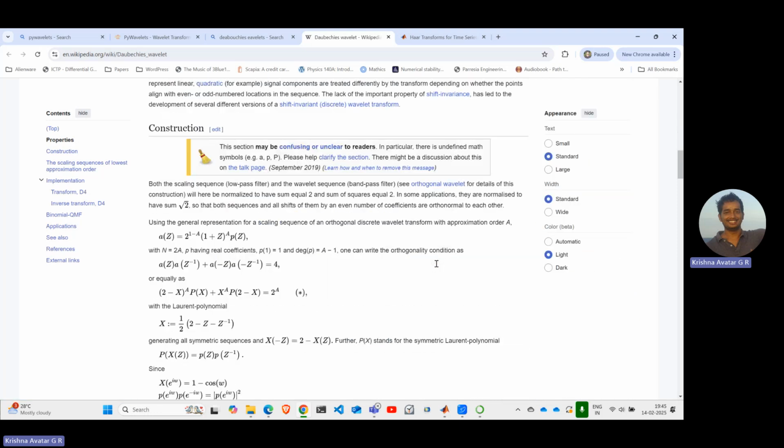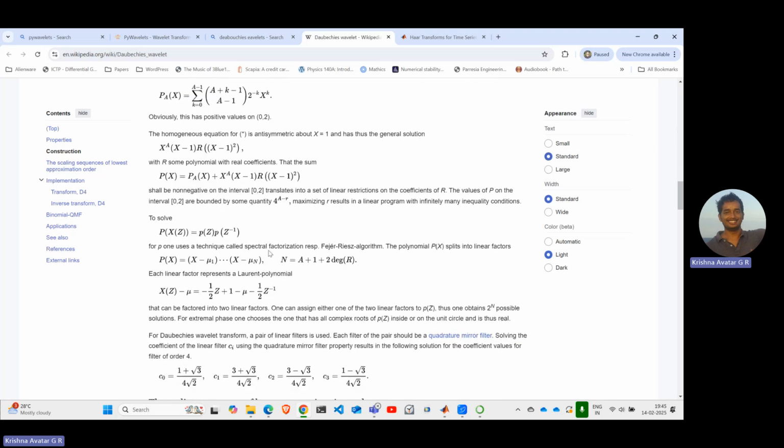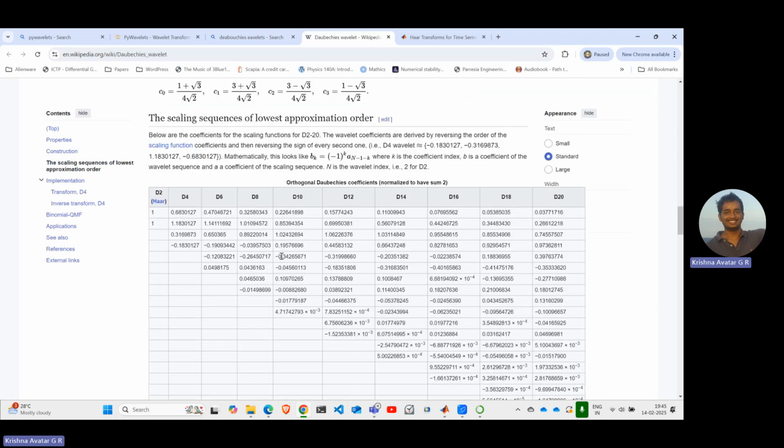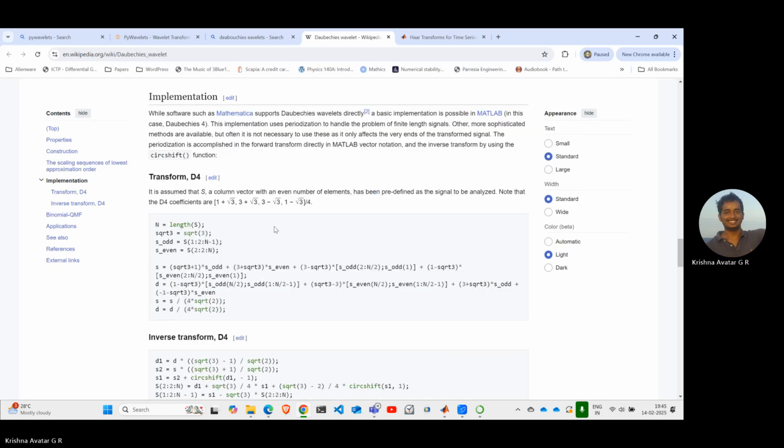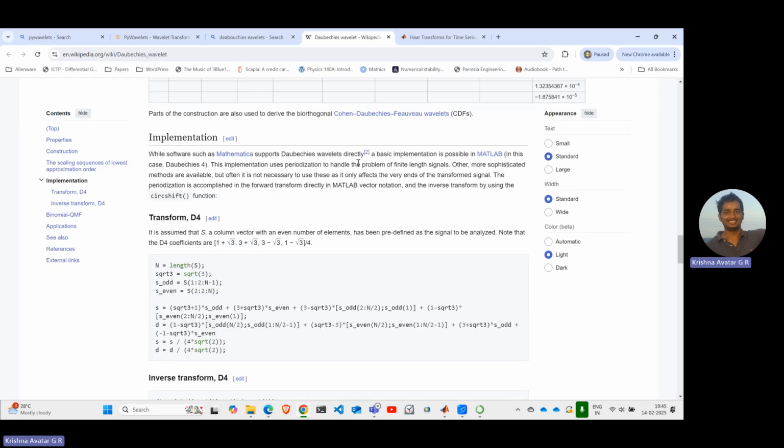And these are some of the wavelets. This is how we construct them. Of course, we may talk about that in the next part. And what you see is the special case, the Haar wavelet, right? And the software supports these in this case.